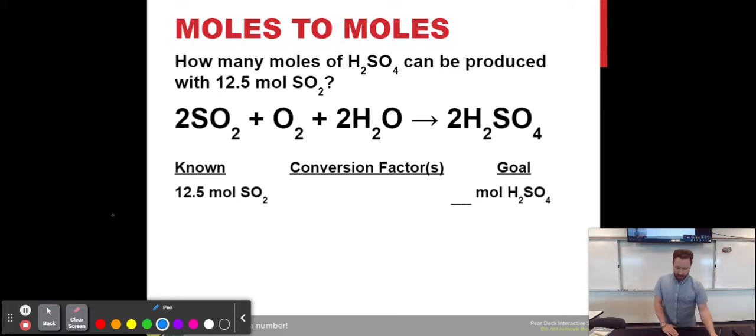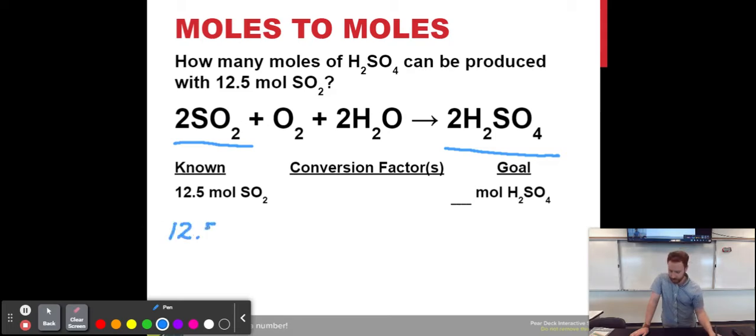So very quickly, just identifying what's going on, we want to know how many moles of this product can be produced with 12.5 moles of this reactant. So we know that we have 12.5 moles of SO2. Our goal is to know how many moles of H2SO4 we are going to produce. And the conversion factor that we might use to get there is probably going to be something involving the molar ratio between these two things.